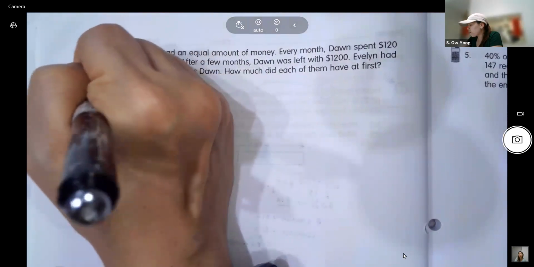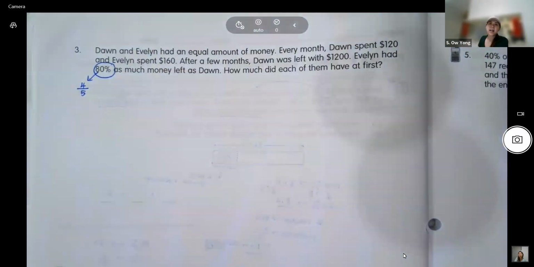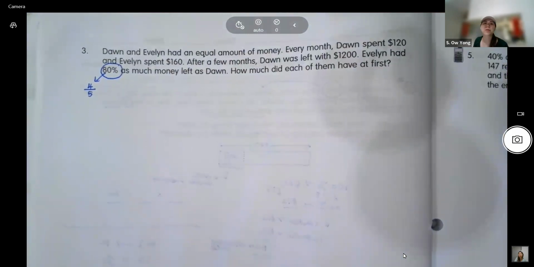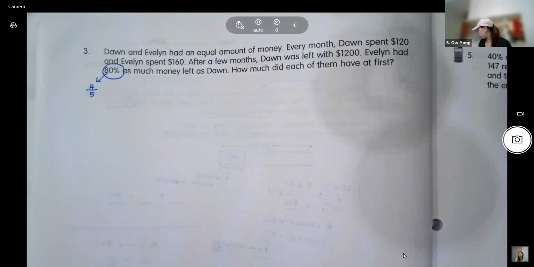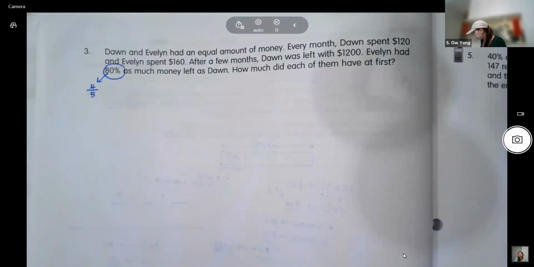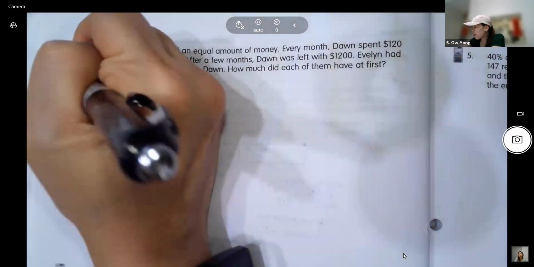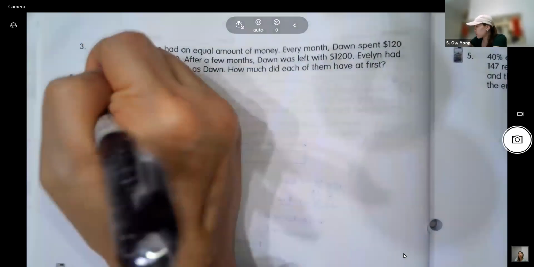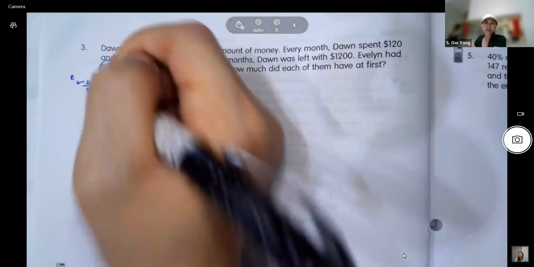So I'm going to write down 4/5 here because I think when I draw the 4/5, you will get to see more. So how am I going to solve this question? How are you going to do it? At least I know that 4/5 means Evelyn will have 4 units, while Dawn will have 5 units.